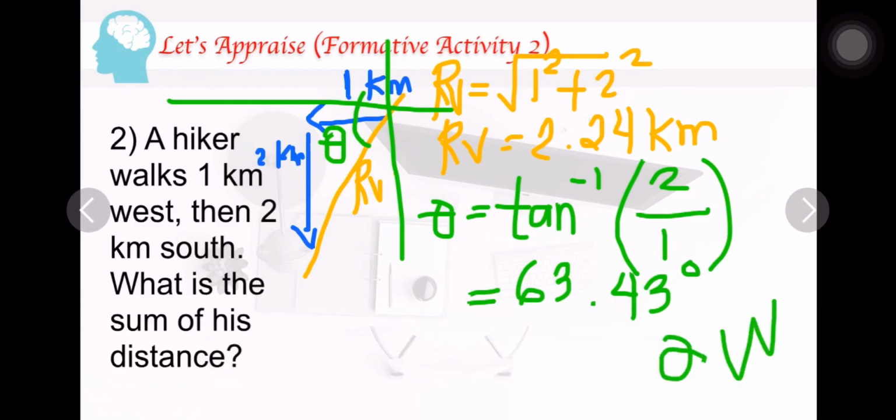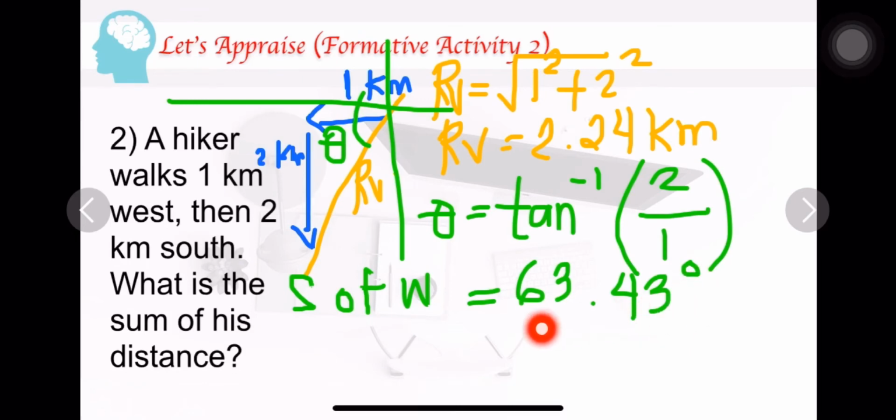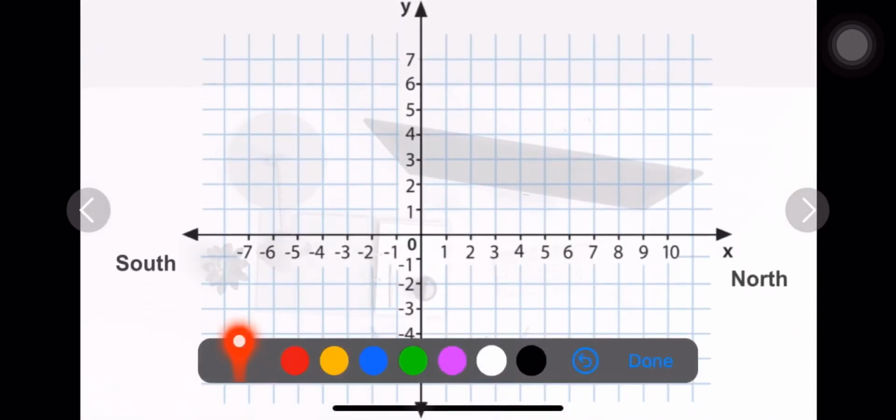it moves, okay, wait. So this is from the west, so south of west. Our final answer is 2.24 kilometers, 63.43 degrees south of west. So from the west, it moves to the south, or south from west. Okay, so that's how you try to add vectors using the Pythagorean theorem.